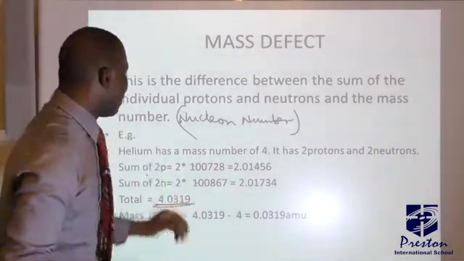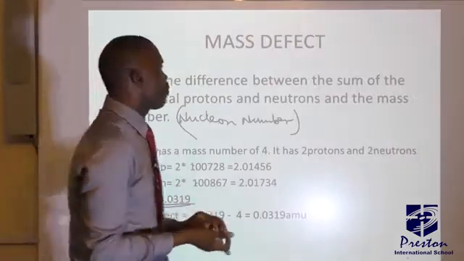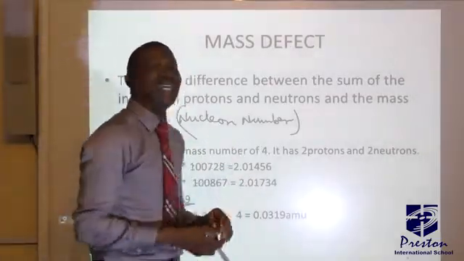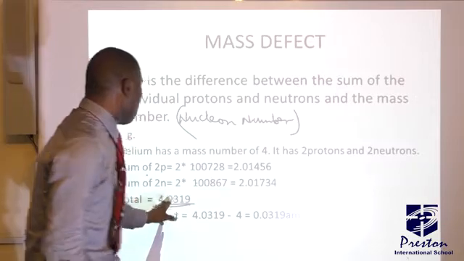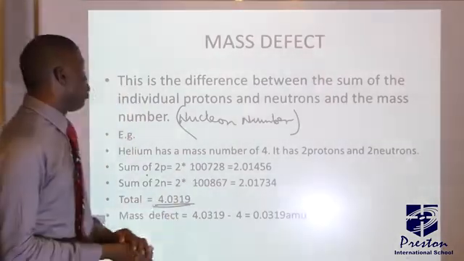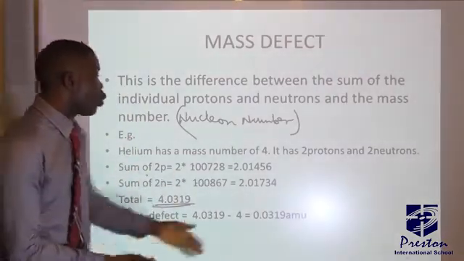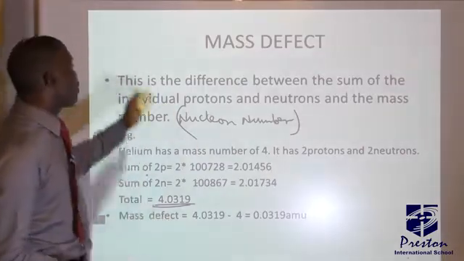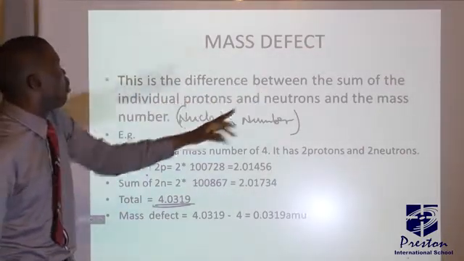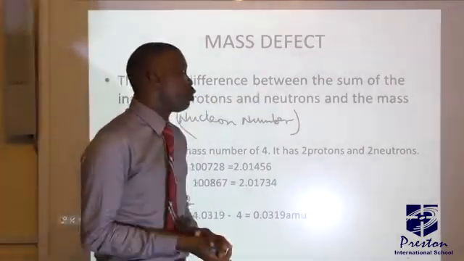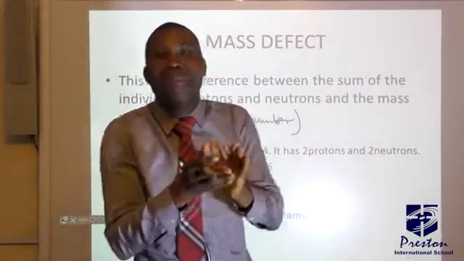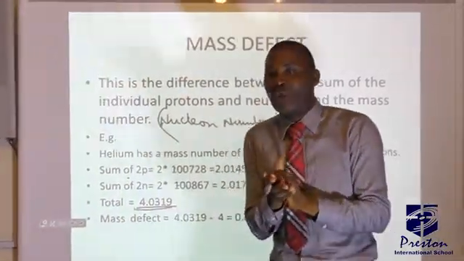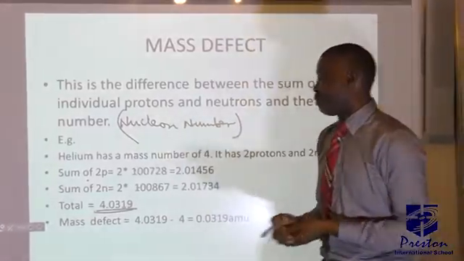But we discover that it is not so. The mass of helium is actually 4 and not 4.0319. So the difference in mass is what we call the mass defect. It is the difference in mass between the sum of the individual protons and neutrons and the actual mass of the atom. We call it mass defect.